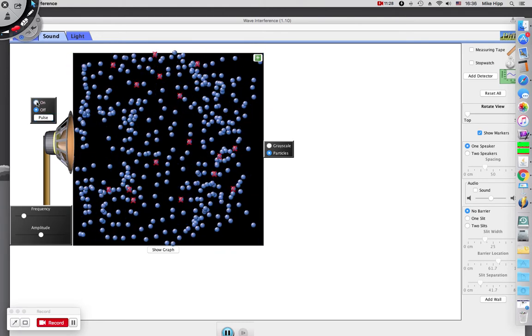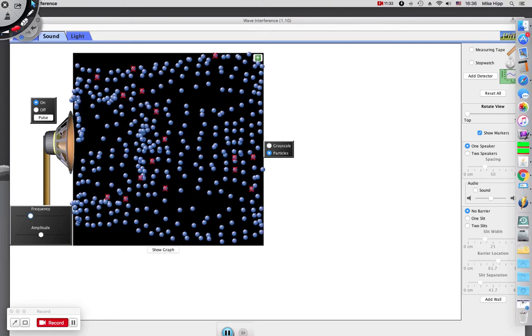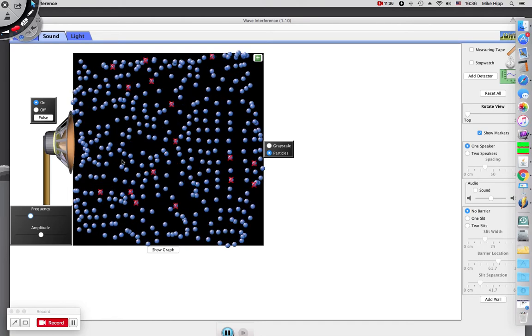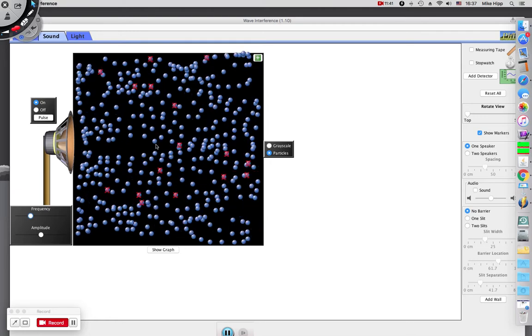Or just turn it on. I'll just turn it on like this. Turn up the frequency a little bit. There you go. So now it goes in and out. I can actually see them bunched together right here, and they bunch together in these wave fronts as they go out.